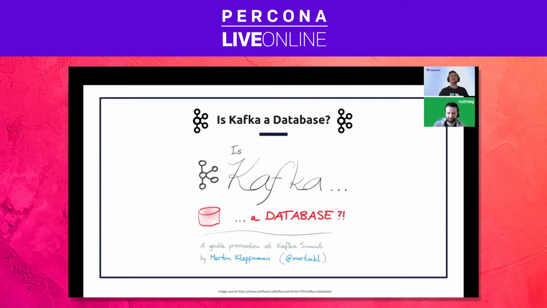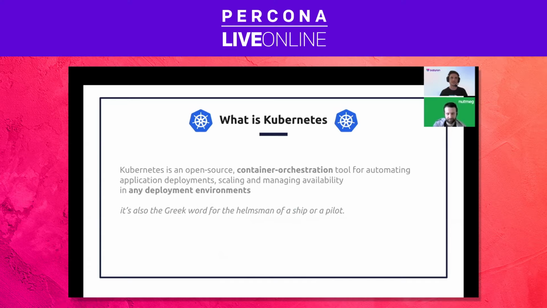All right. So now that we know a bit more about Kafka itself, we need to introduce the other big K here, and that's Kubernetes. So Kubernetes is an open source project, a container orchestration tool that helps us automate the deployment of our applications, help us scale them automatically, and manage the availability in whatever deployment environment you are. So we could be in the cloud, we can be on-premise, or a hybrid of the two. By the way, it's also the Greek word for the pilot of a ship.